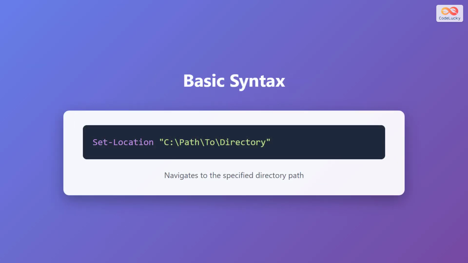The basic syntax for set-location is straightforward. You type set-location followed by the path to the directory you want to navigate to. For example, set-location followed by c:\path\directory. This command will take you directly to that specified folder. You need to provide the complete path in quotes if it contains spaces, though quotes work fine even without spaces. Once you execute this command, your PowerShell session's current location will change to that directory.